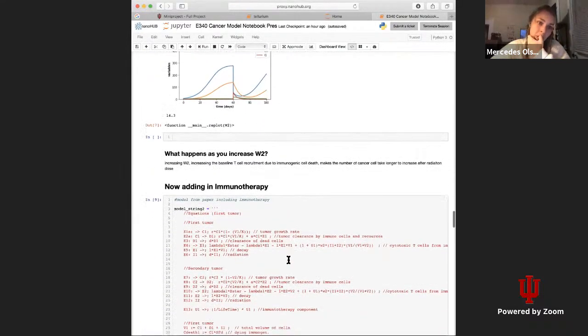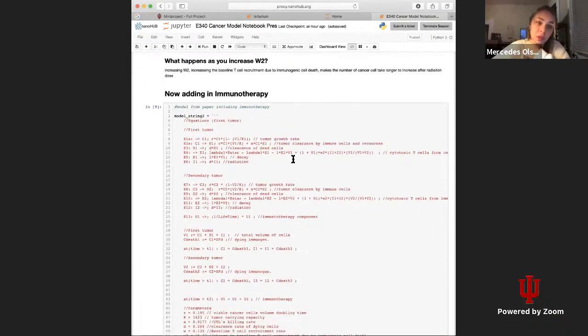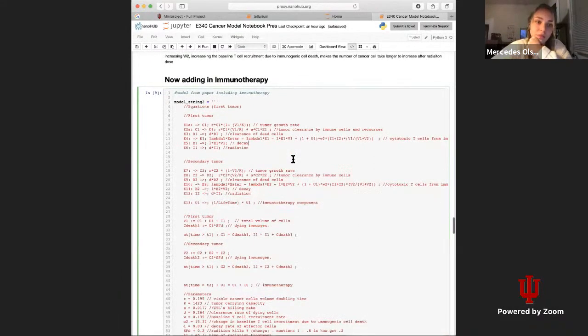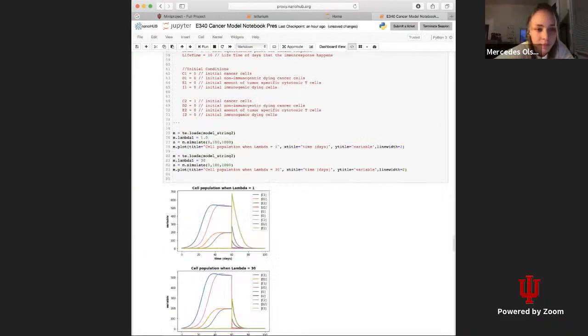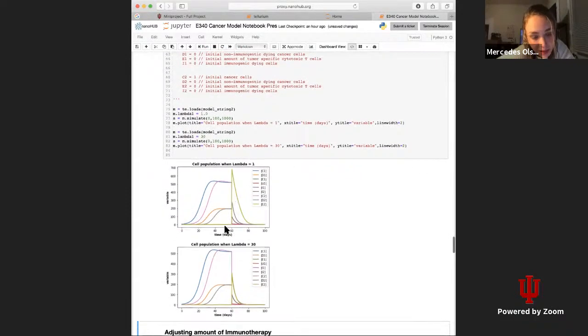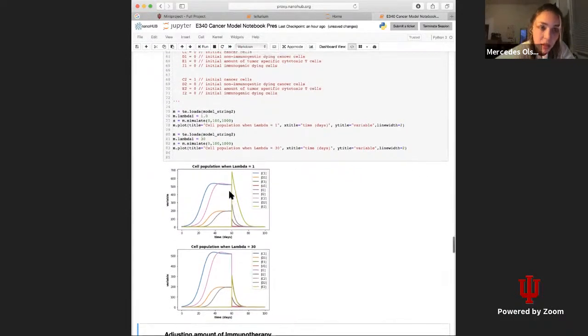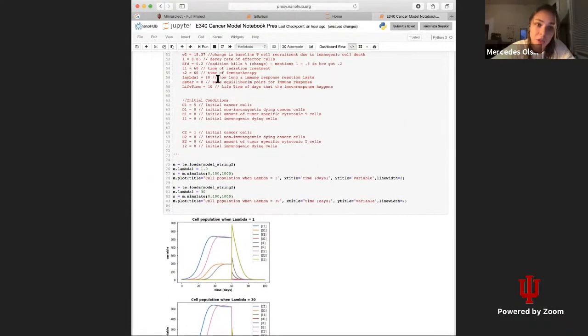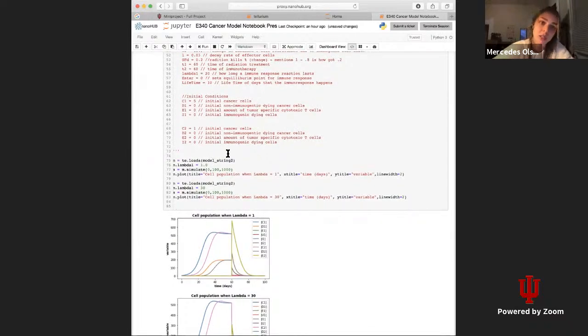So now going in to adding the immunotherapy, run that. Now you can see there's this huge spike where the immunotherapy happens, because at the same time the radiation is happening. But now you've added lambda, which is how long the immune response reaction will last. You've added E star, which is an equilibrium point for the immune response to go back to normal. I left that at 0.